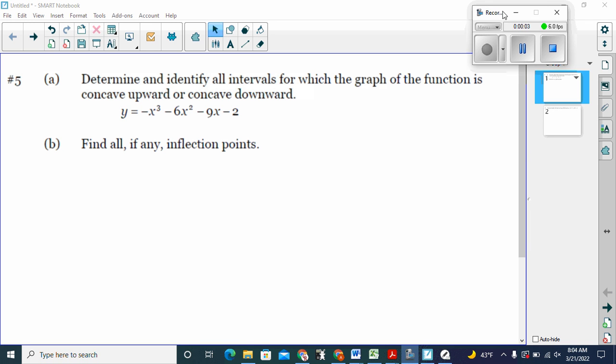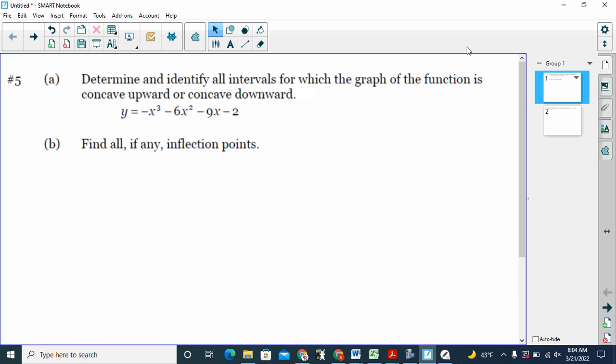Number 5 from the practice problems asks us to find the intervals where the graph is concave up or concave down, as well as find inflection points. Concavity, inflection points, I'll deal with the second derivative. That is when we set our second derivative equal to 0.